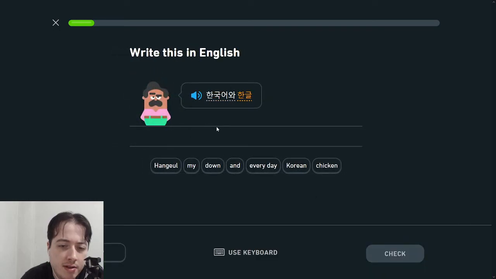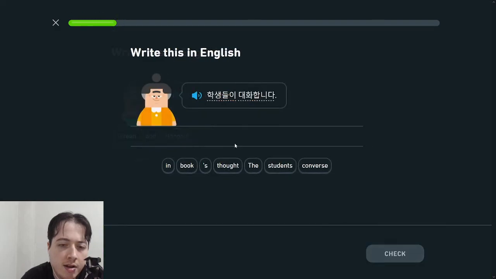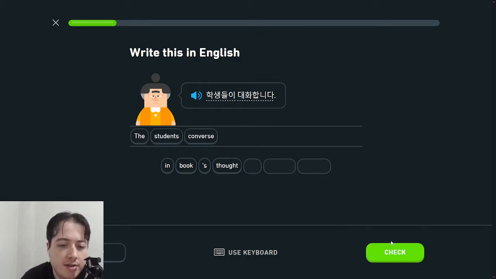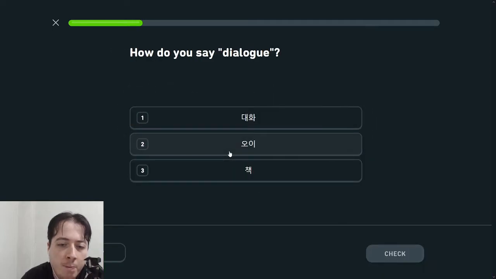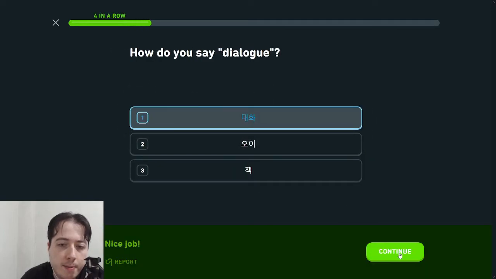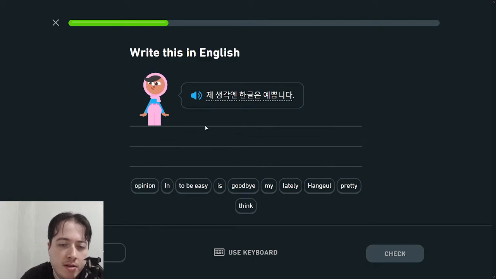한국어와 한글. 한글? What is 한글? Oh, okay, 한글, the alphabet. 학생들이 대화합니다. 대화. Dialogue. Converse. The students converse. 대화.